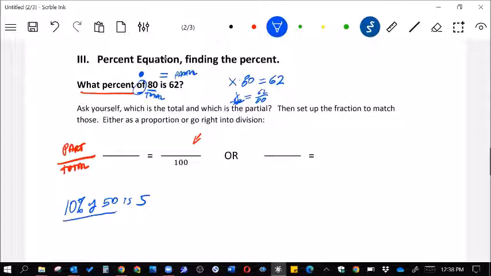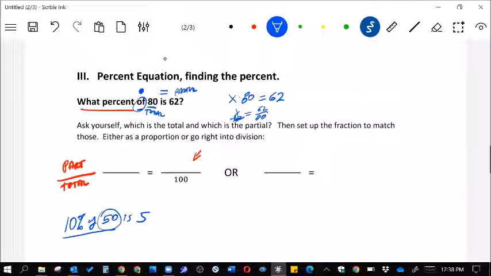Doesn't it make sense that 10%, a partial amount of a total, is a smaller amount? Or in this case, not as small, but it's out of that. If I did something like 200% of 50, then I'd actually be doubling it, and the answer would be 100. But let's not go there yet. Let's think about the fact that the partial is 62, and then the total is 80.